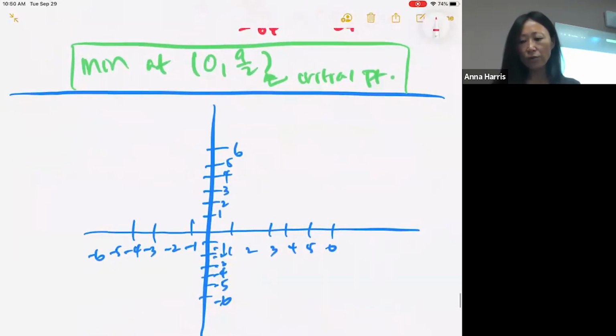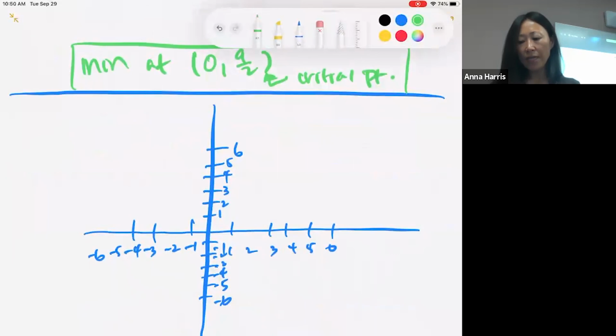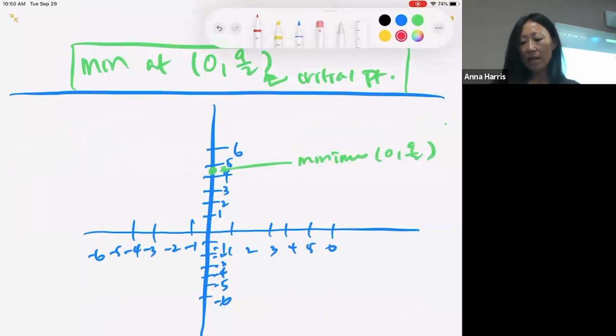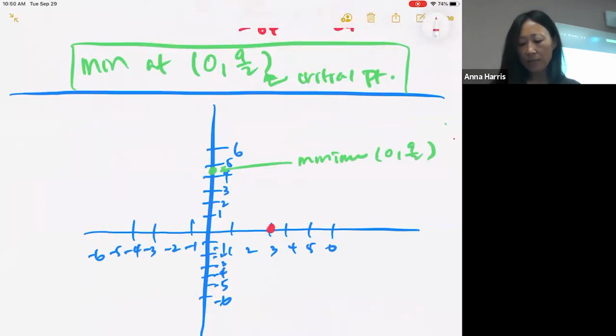So I'm gonna do, I know my critical minimum is happening at where? 0, 9 over 2. So 9 over 2 is 4.5. So right here, it's gonna be my minimum. Okay, that'd be my minimum, which is 0, 9 over 2. What else do I know? My intercept is where? x-intercept is 3 comma 0, and then negative 3 comma 0. That's my x-intercept.